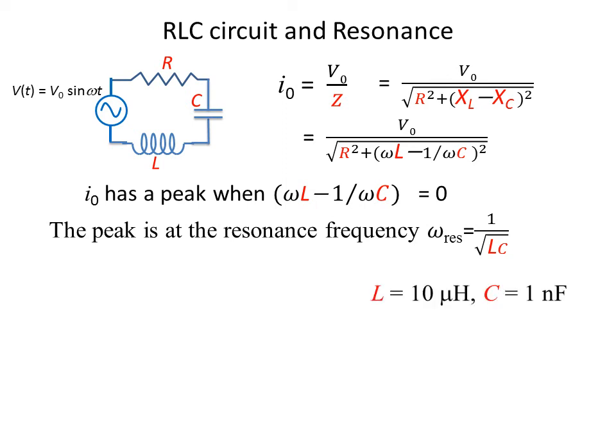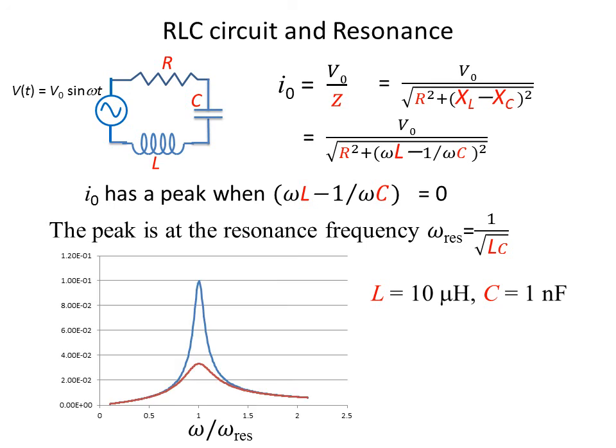If we look at a specific example where L is equal to 10 microhenries and the capacitance is equal to 1 nanofarad, and do a plot for two different resistances, the blue curve is for a resistance of 10 ohms. We see a peak structure when omega is equal to the resonance frequency. If we increase the resistance to 30 ohms, this peak drops down. So we see that increasing the resistance reduces the sharpness of the peak.